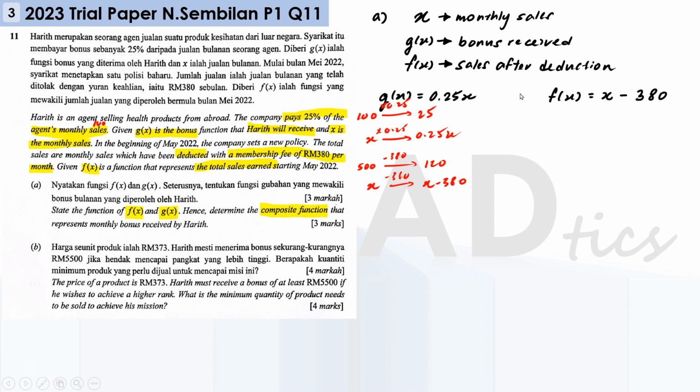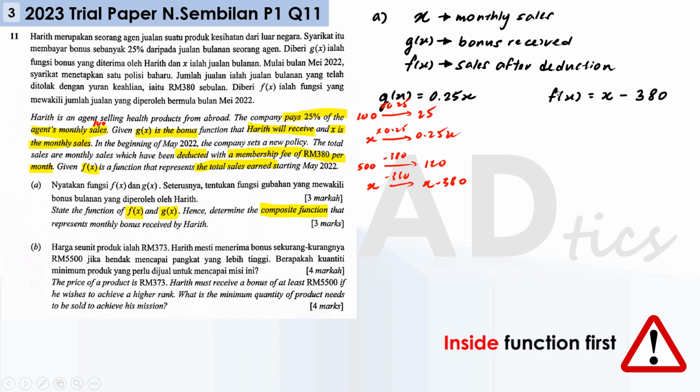Now once we know g of x and f of x already, then we can form the composite function. But the question is, which comes first? Should we minus or should we multiply the 25% first? If you read through, it says the total sales are the monthly sales, and then it says which have been deducted. So technically this monthly sales must first be deducted. Deduct this membership fee, later on the company then will pay 25%. So it should be f first, then only g.